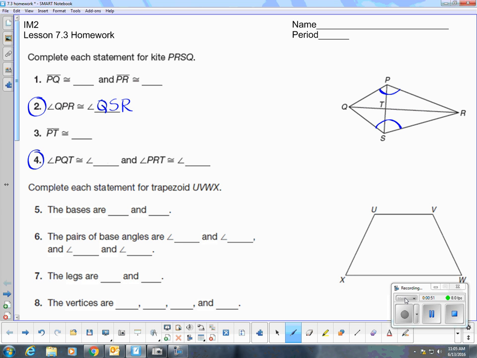Okay, what we do know is that these two angles right here, this angle at this end and this angle at this end, are not congruent to each other. So we can find the value of those if we knew some of the angle measures.